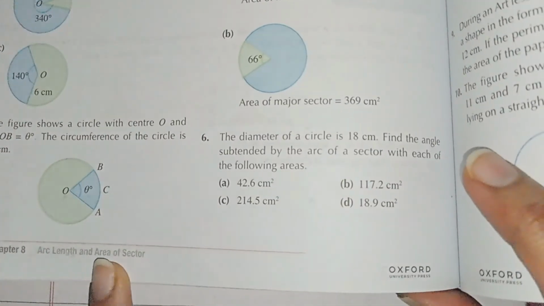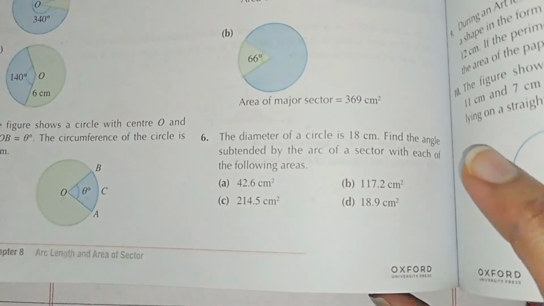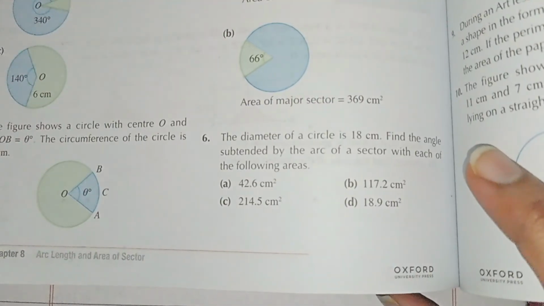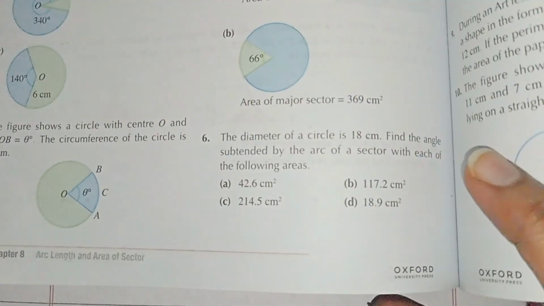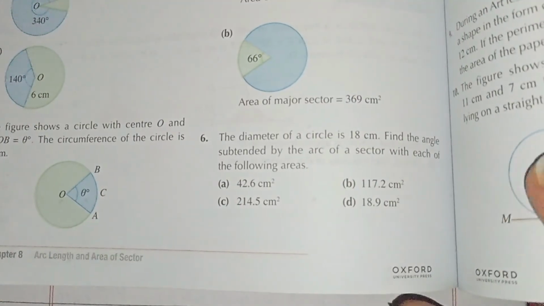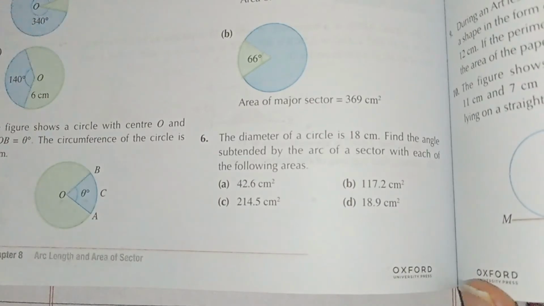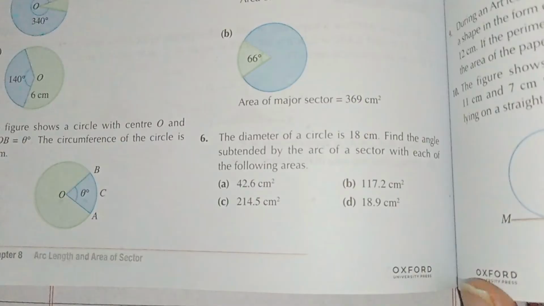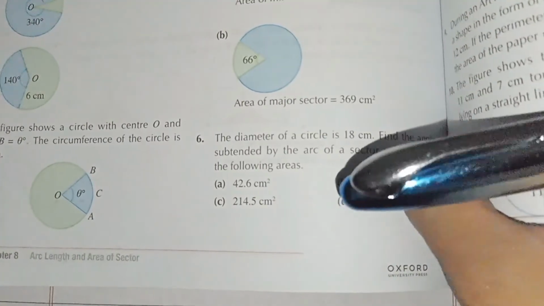Now students, question number 6. In question number 6, the diameter of a circle is 18 centimeter. Find the angle subtended by the arc at the center with each of the following areas. The diameter of the circle is given to us, and the area of each sector is given to us, and we have to find the angle in this question number 6.